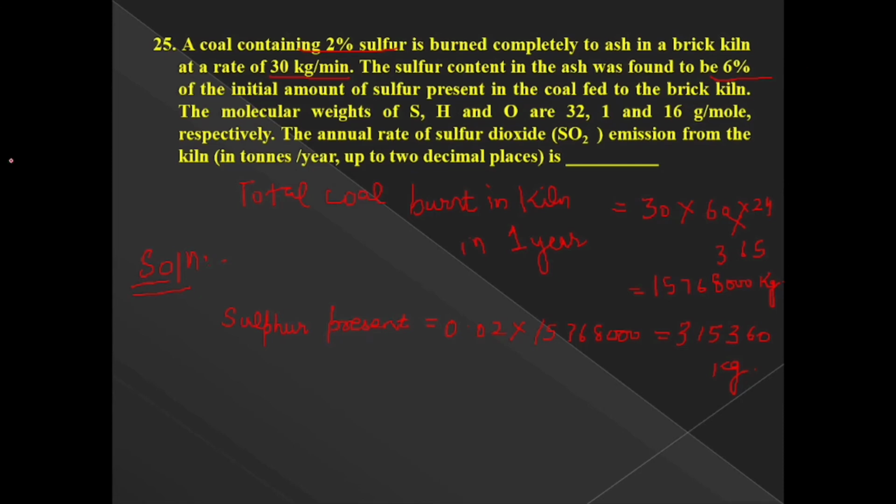So sulfur content in ash is equal to 0.06 of 315,360, that is equal to 18,921.6 kilogram. Okay. Now sulfur is oxidized into sulfur dioxide.